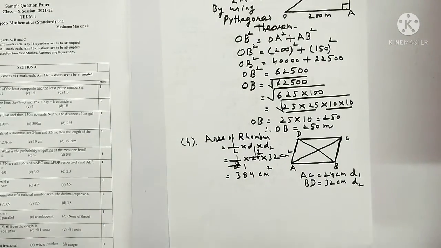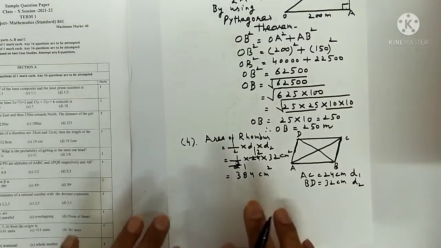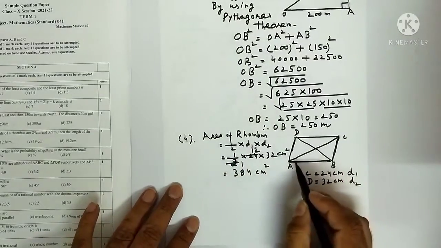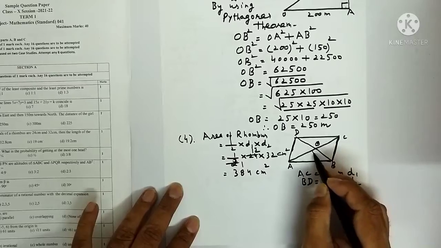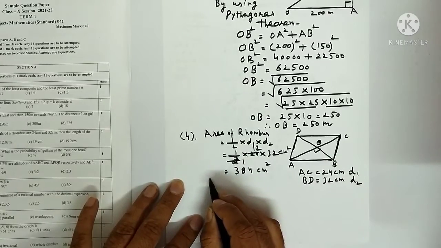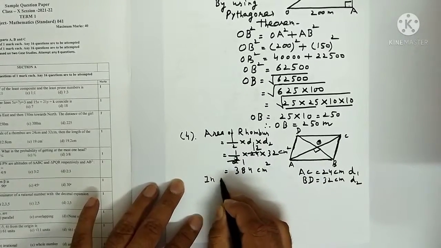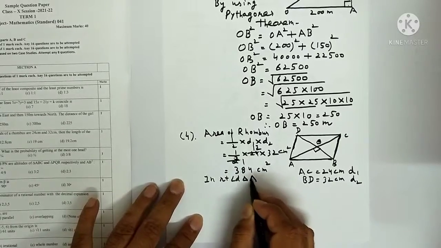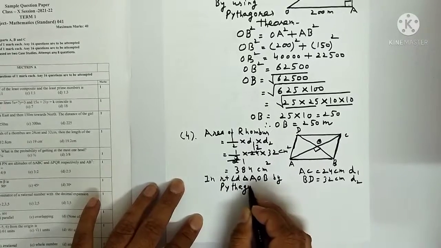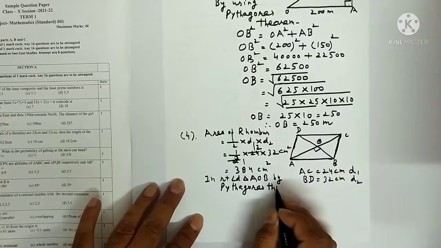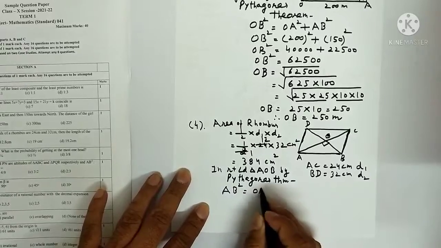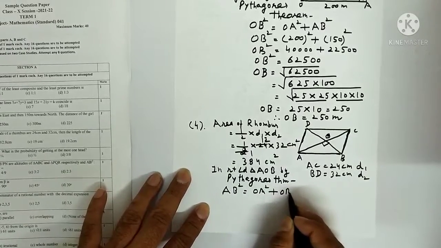Now for finding the altitude we need the area of rhombus and base. Right now we do not have the base. This I am naming as O and this is 90 degree. I am applying Pythagoras theorem here. So in a right angled triangle AOB, by Pythagoras theorem, AB square will be equal to OA square plus OB square.